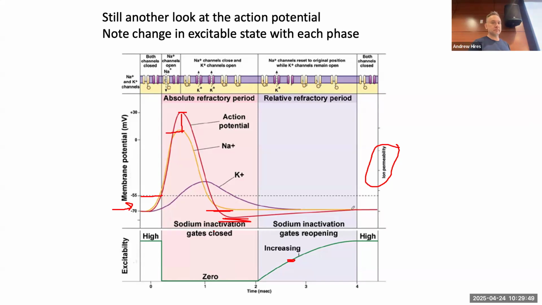So this is called the absolute refractory period, where you cannot initiate another action potential. And this is the relative refractory period, where it's difficult but not impossible. And it gets easier and easier until it's the easiest back when all of our sodium channels are deactivated.